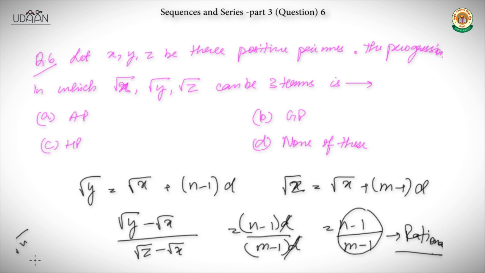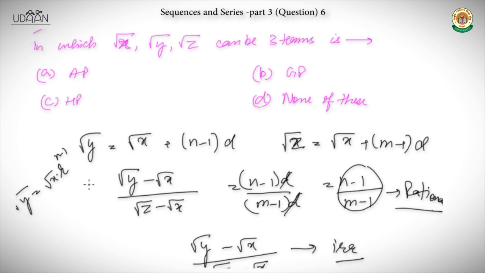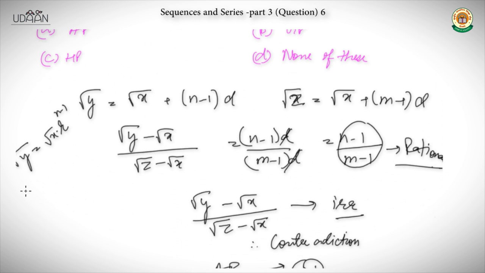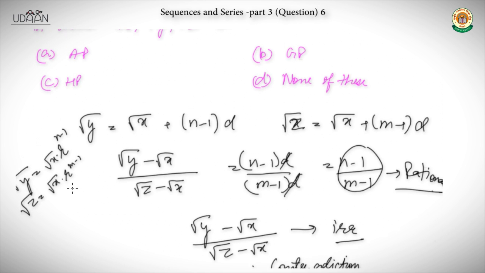So root y will be root x into r to the power n minus 1. Similarly, we could find root z: root z is equal to root x into r to the power m minus 1. So basically, manipulating this also, we'll again reach a fraction in terms of n minus 1 and m minus 1, which should be rational, but our fraction will not come to be rational because these are prime numbers.